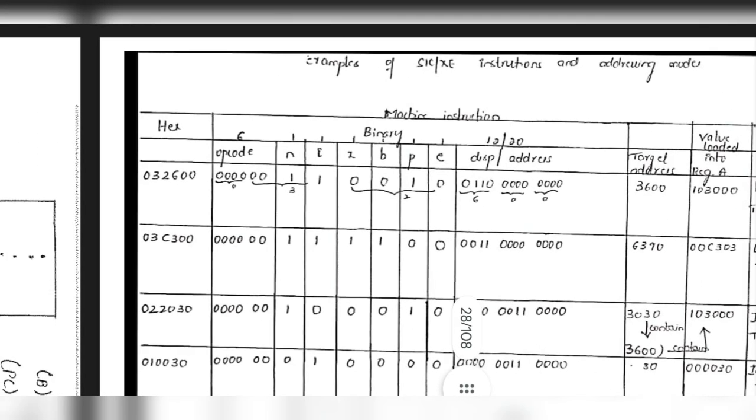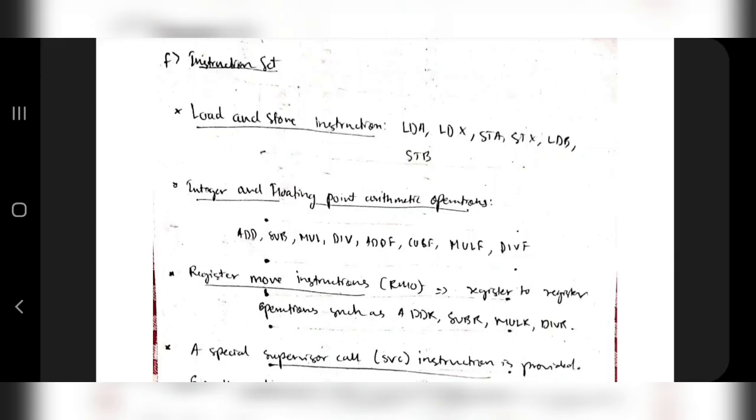Let's move on to the next topic, which is programs in SIC. Till now we have discussed the first 5 things, which are memory, registers, and the remaining things, which are data format, instruction format, and addressing modes. So the next one is the instruction set. In the instruction set there are different types of load and store instructions.